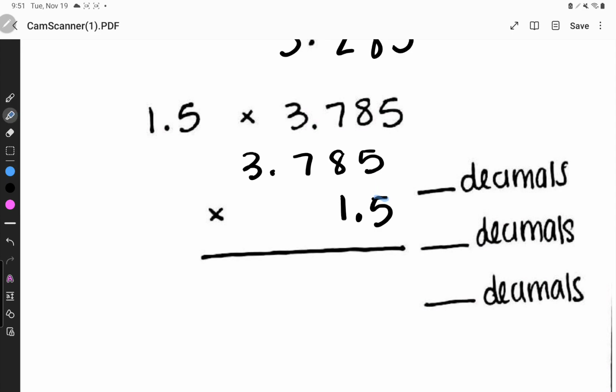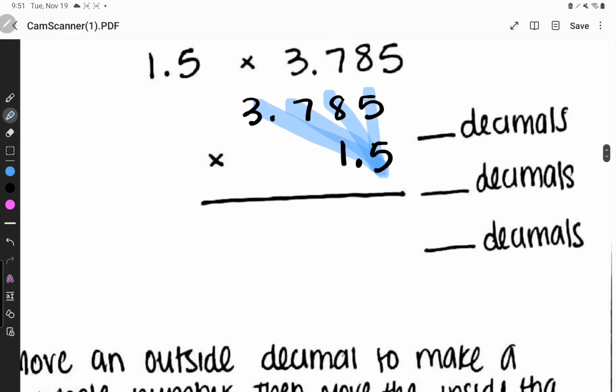We start by multiplying 5 times all of these numbers. So 5 times 5 is 25. So I write down a 5, carry my 2. 5 times 8 is 40, plus 2 is 42. So I write down a 2, carry my 4. 5 times 7 is 35, plus 4 is 39. So I write down a 9, carry my 3. 5 times 3 is 15, plus 3 is 18.